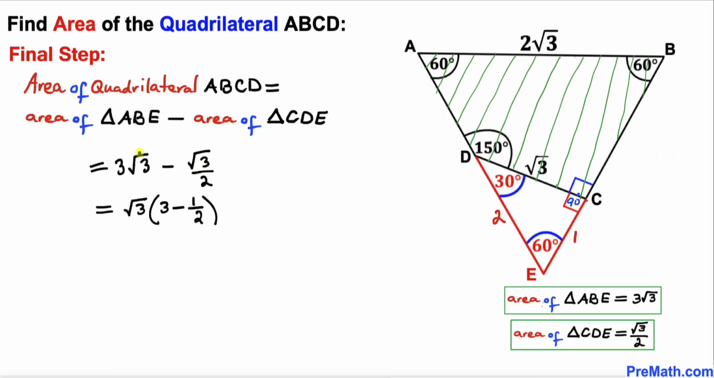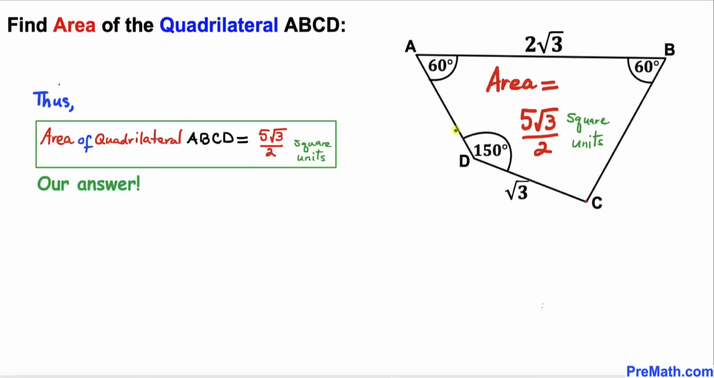In this next step, square root of 3 is in common, so I factored it out. We ended up with 3 minus 1 over 2 inside the parentheses. So the area of this quadrilateral ABCD is going to be simply 5 times square root of 3 divided by 2. Thus the area of this quadrilateral ABCD turns out to be 5 times square root of 3 divided by 2 square units.